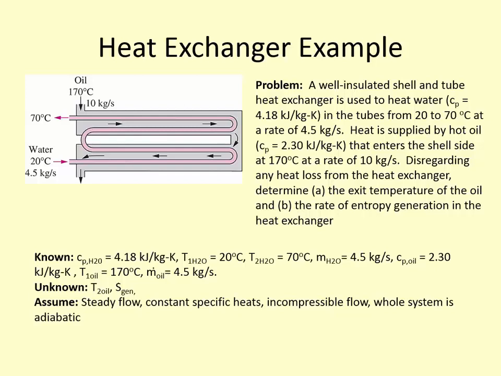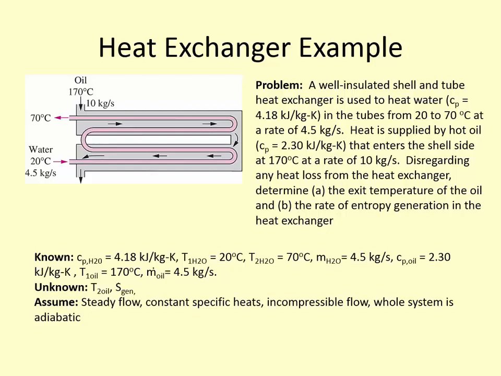We have a couple of different systems that we can analyze. We can analyze the water itself or the oil itself. We can analyze the whole heat exchanger as a system, and we're going to use all three in our analysis today in different ways. So if it's a well-insulated shell and tube heat exchanger used to heat water, C sub P given, in the tubes from 20 to 70 Celsius at a rate of 4.5 kilograms per second. So we have the temperature in of the water, temperature out of the water, C sub P of the water, and the flow rate of the water. That's nice. They give us everything there.